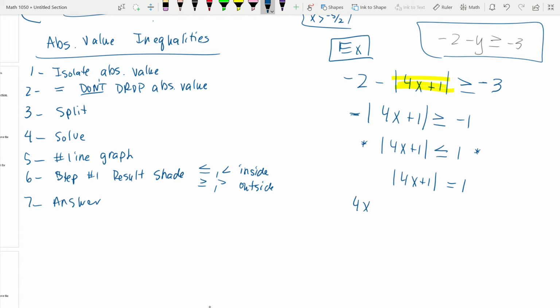Step 3, split it in 2. 4x plus 1 equals 1, or 4x plus 1 equals -1. Move the 1 over. 4x equals 0. Divide by 4, x equals 0. This guy, 4x equals -2. Divide by 4, x equals -1/2. That's step number 4. So I split it and then I solved it.